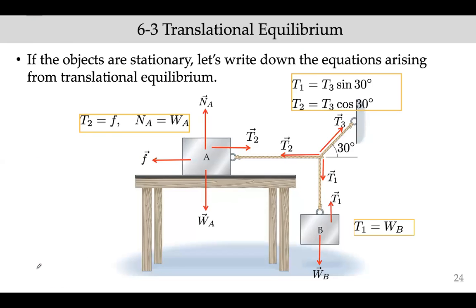Okay, if the objects are stationary, which means they are just not moving, that's the case here. Let's write down the equations arising from translational equilibrium. So we have such a setup here. There's this mass B, and there's the mass A. You may think that A would go to the right and B goes down. Well, if there was no friction, that would be true. But in this case, there's a friction between block A and the surface of the table.